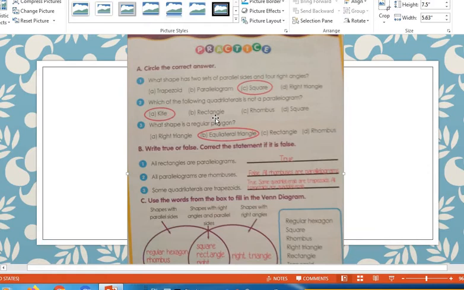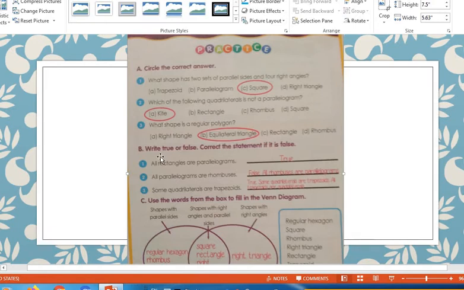Which of the following quadrilaterals is not a parallelogram? Square is a kind of parallelogram, rhombus is a kind, and rectangle is a kind. So it's the kite. It's not a parallelogram. Which shape is a regular polygon? Right triangle, equilateral triangle, rectangle, rhombus. It asks for the regular one, where all sides and angles are equal. So equilateral triangle.